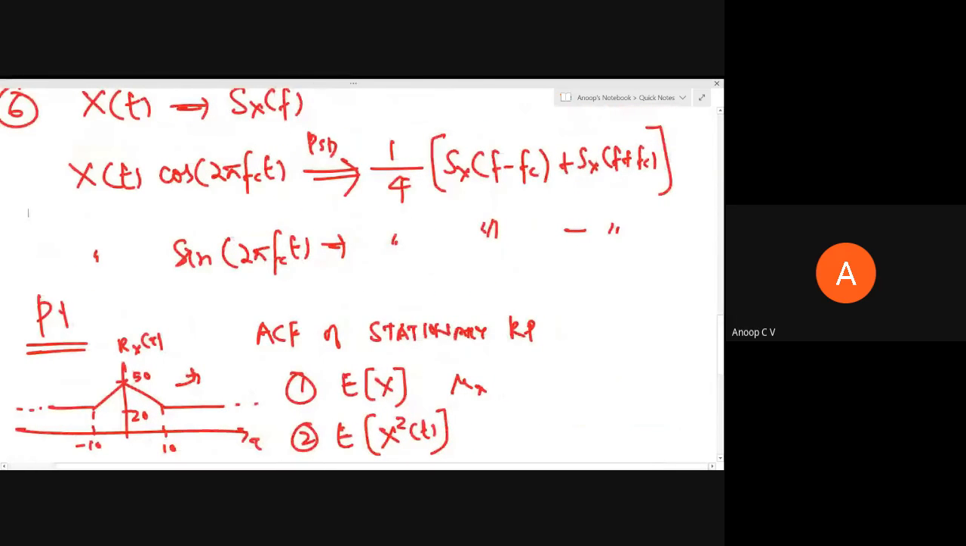And this is one set of problems. They may give Rx of tau or Sx of tau, and then they may ask you to find the mean, variance, average power, DC power, all those things. And one more problem type, as I told you: if x is a random variable, we can have a function g of x. They'll tell you x is a random variable with this autocorrelation function or power spectral density, give a function of it, and ask you to find these things. That is another set of problems which you may get. So we'll try and solve such a problem now.